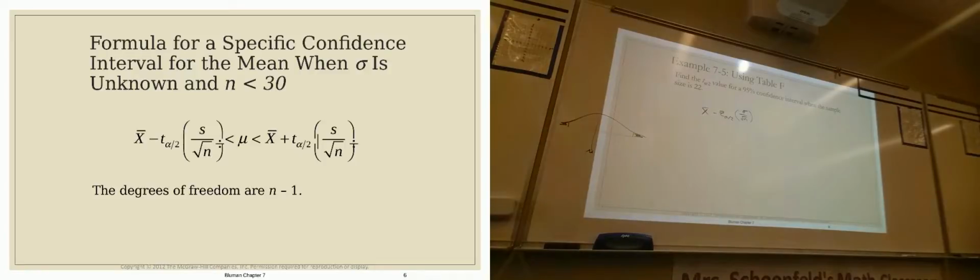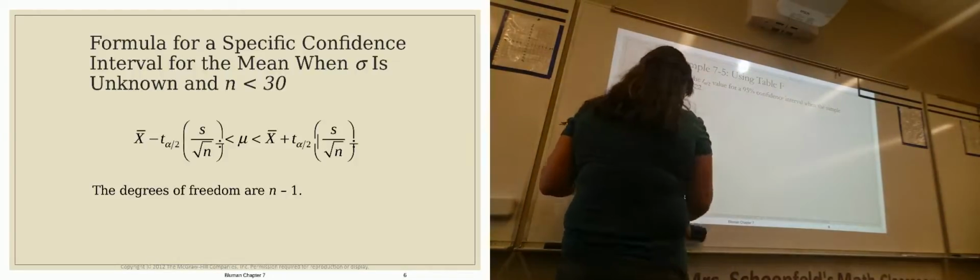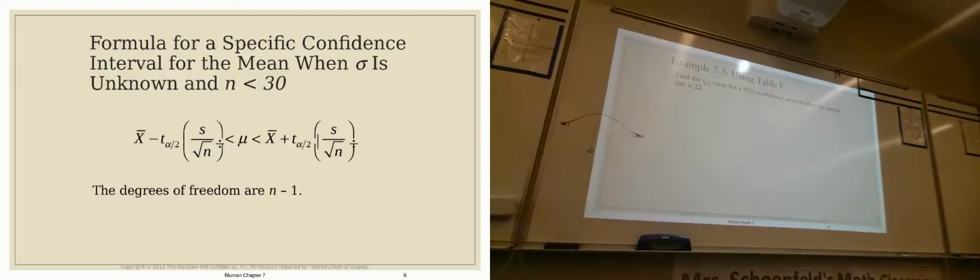Okay, so what page is that? Example 7.5. What it says is to find the t value. We don't have to say the whole thing. The t value for the 95% confidence interval when the sample size is 22. So open up your chart.